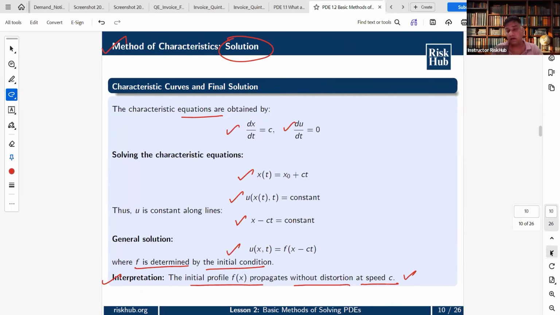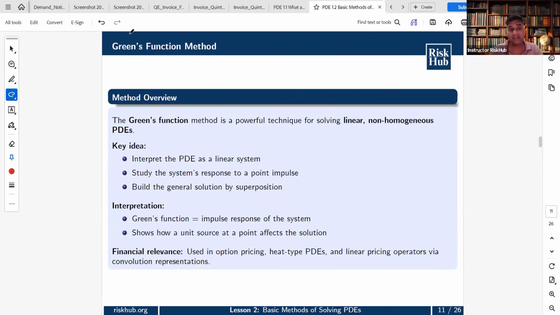Then we get into the next part, which is looking at the Green's function method. Now, Green's function is a beautiful idea. You solve a complicated linear partial differential equation by understanding the response to a single point impulse. The slide tells you Green's function is the impulse response of the system. Imagine dropping 1 unit of heat at one point. The Green's function tells us how that heat spreads. And for a general source, we add up many small impulses using integration.